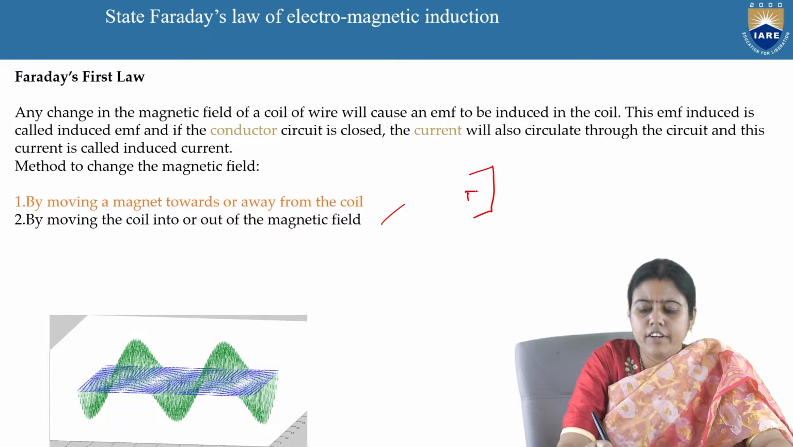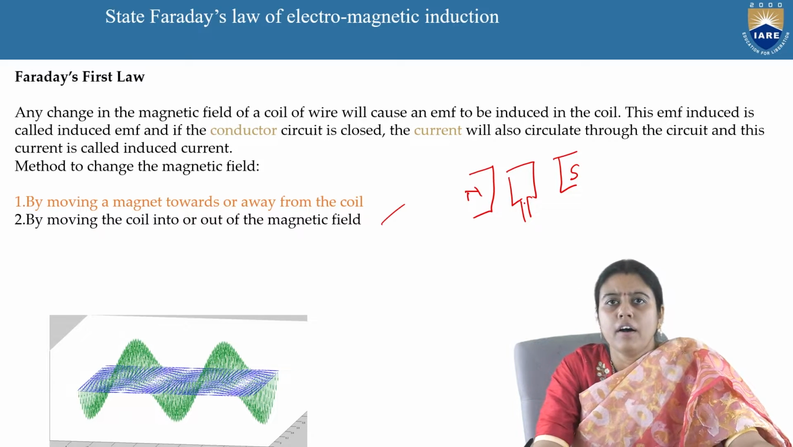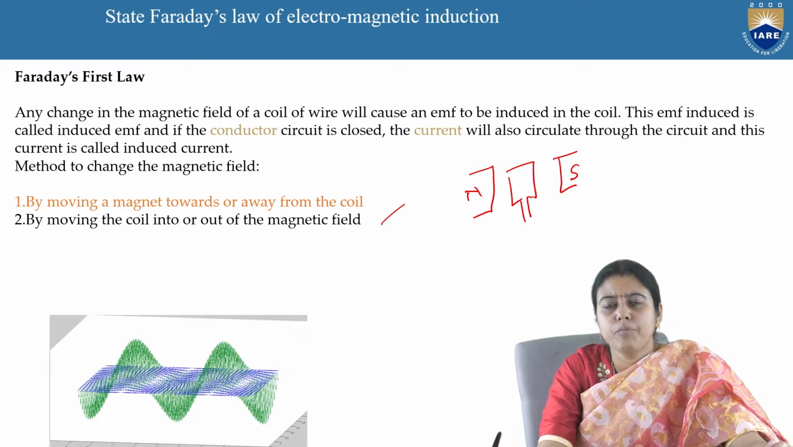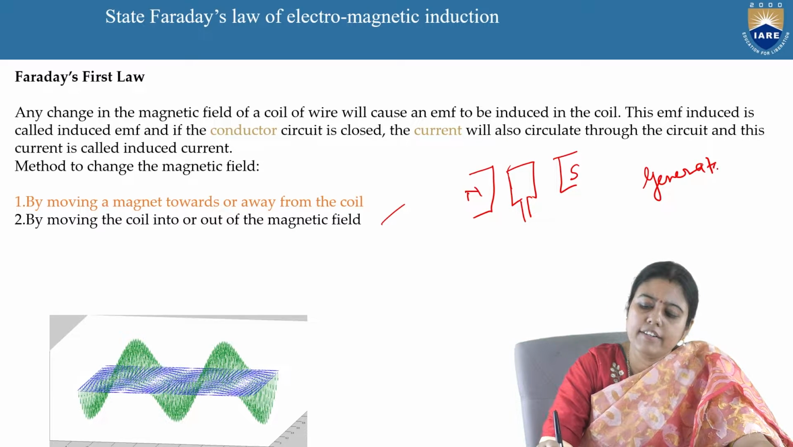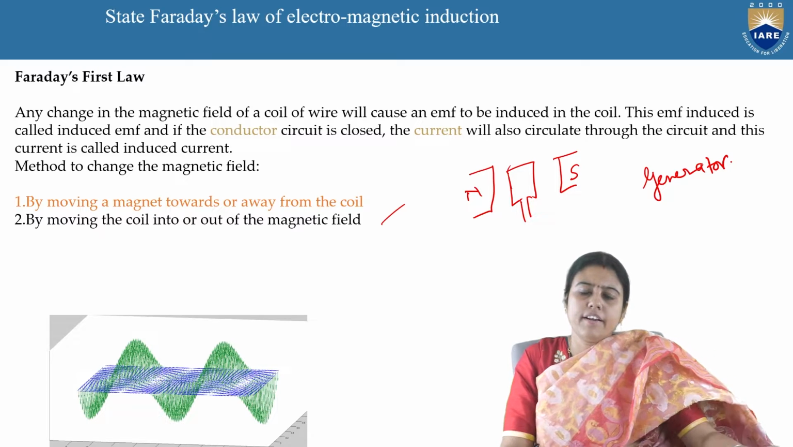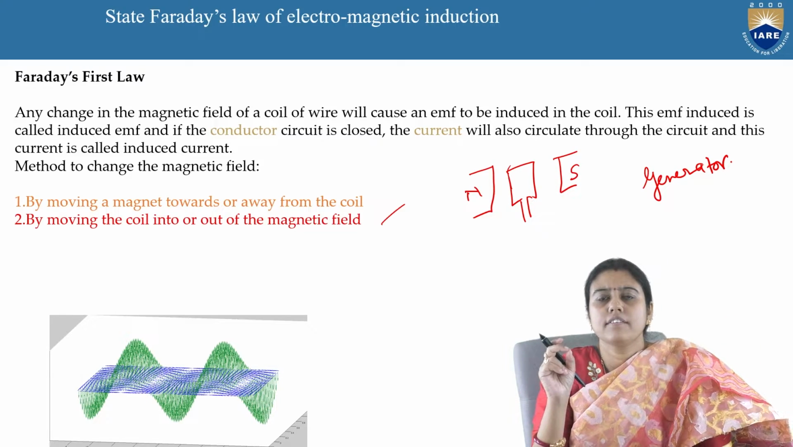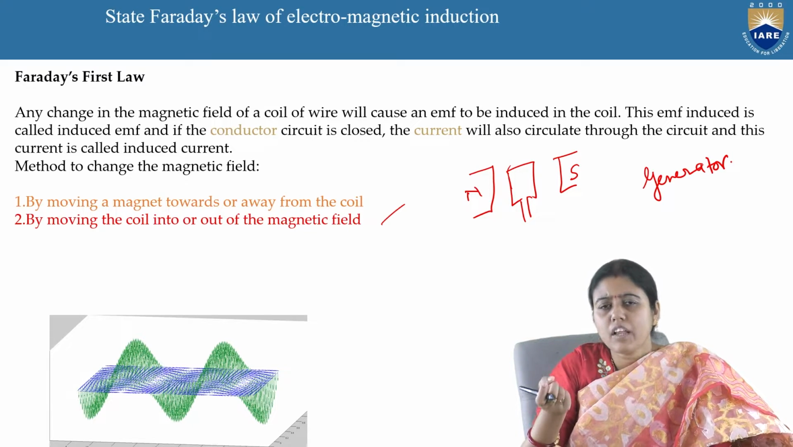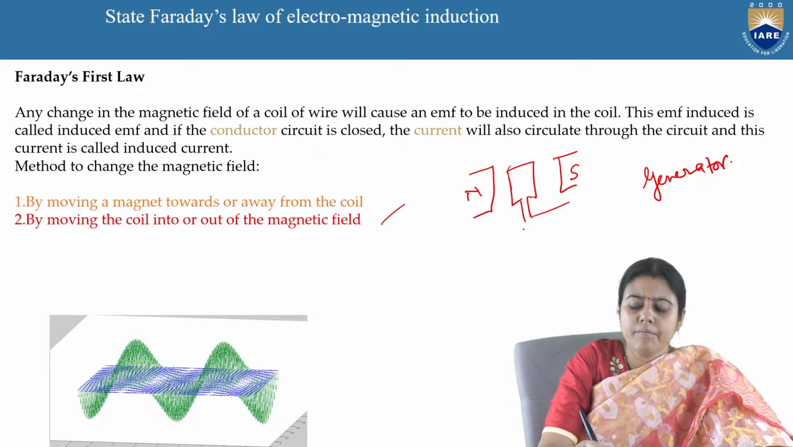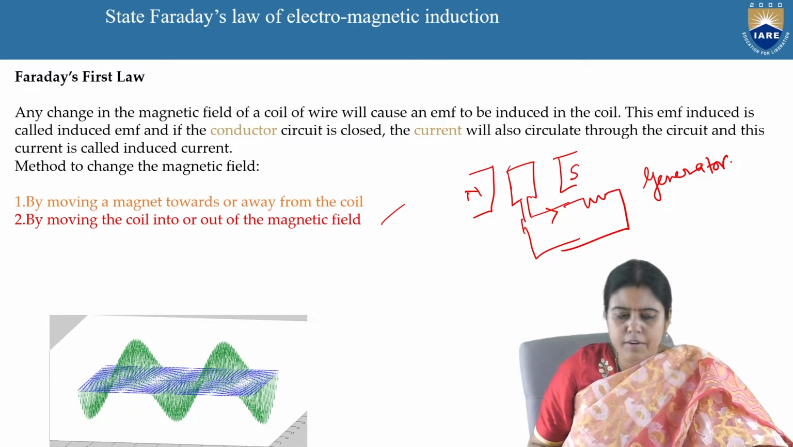There is some magnetic field, north pole and south pole, and there is a coil. Using the prime mover, we rotate this coil, and as a result EMF is induced. This is the main working principle of any generator. In a fixed magnetic field, if we rotate the coil using the prime mover, or using the shaft, it will induce some current and EMF in it, and this is the main working principle.